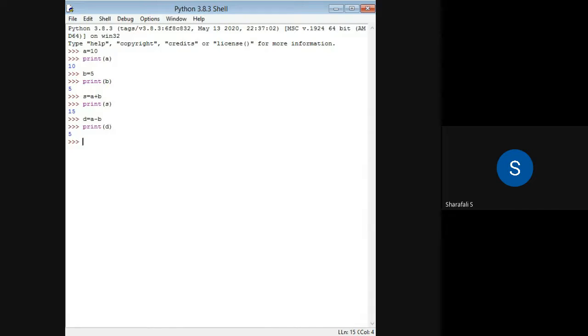Now, what is the difference between floor division and division? I will use some other values. Let's say div, for division. So division, div equal to a by b, for example. I'm using that symbol for division. Now, if you print division, you will get the value 2.0.